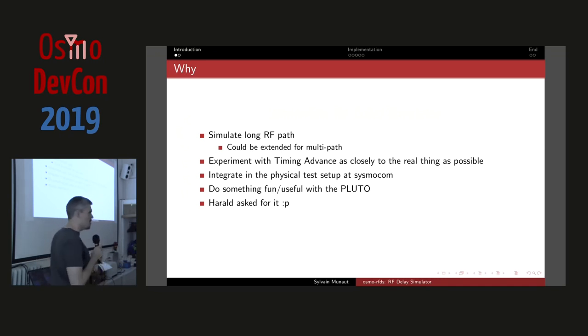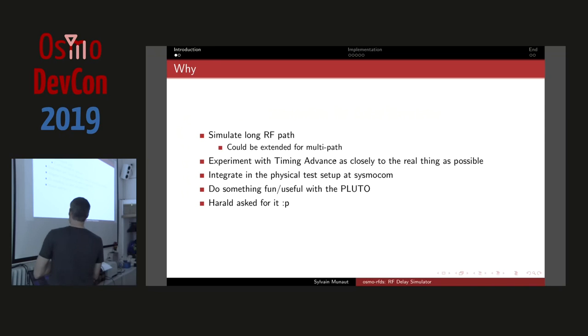Harald was looking for a solution for that for Osmocom, and the Pluto seemed like a good solution. Other options that were considered were RF over fiber with long spools of fibers or long RF cables, stuff like that. So this is a little more software defined.